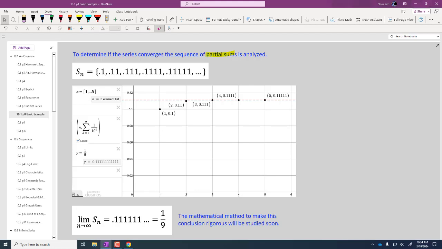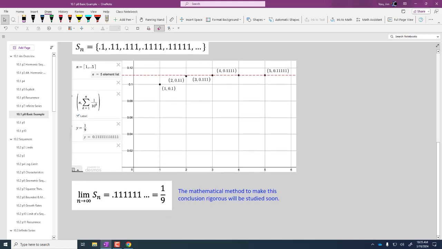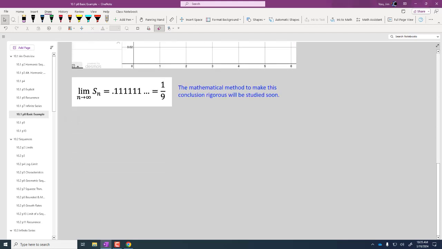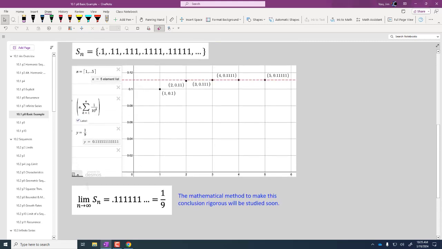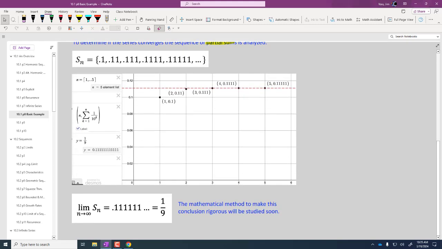They're not equal, obviously. You know that by now, that if you zoomed way in, that dot's not really on 1/9. It's just a smidge below. So the limit of S sub n is 1/9. We are going to learn how to show that the limit of this is 1/9 very soon.